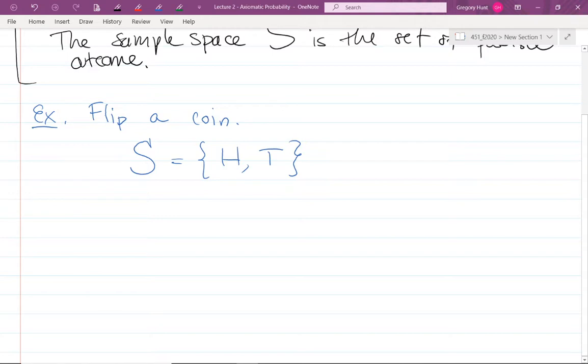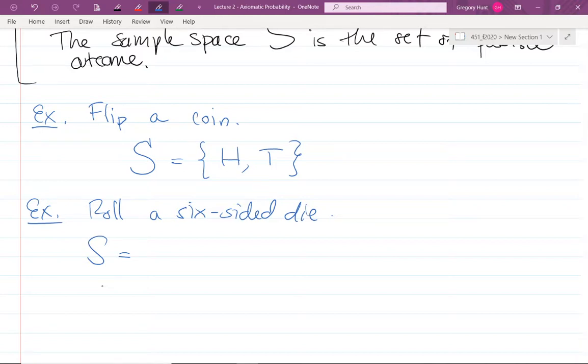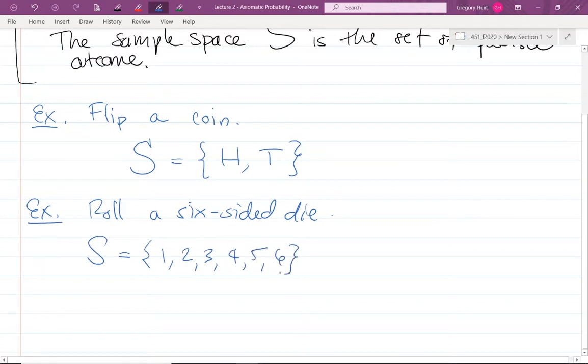So for another example, maybe I roll a 6-sided die, and I'm going to observe the number, I believe it's called the number of pips, on the side of the die after I roll it. What are the possibilities for the number I could get after rolling it? Well, I can get 1, 2, 3, 4, 5, or 6 pips. So my sample space is 1, 2, 3, 4, 5, or 6.